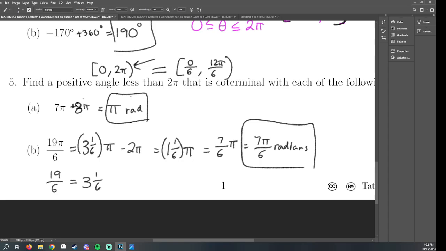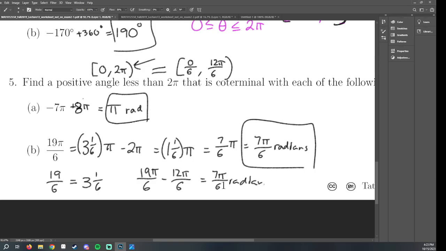It's clearly not. And then you can think about, well, 2 pi, as we just said, is 12 pi over 6, right? So instead of subtracting 2 pi, you can think, okay, 19 pi over 6 minus 12 pi over 6, because this is, again, 2 pi right here. That gives us 7 pi over 6.